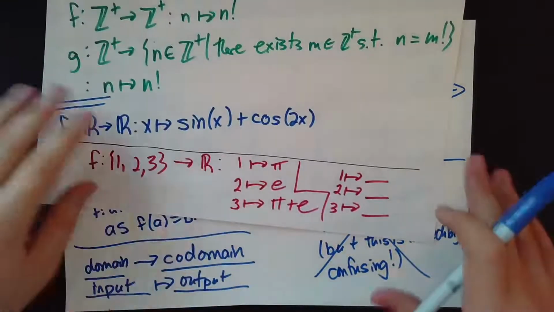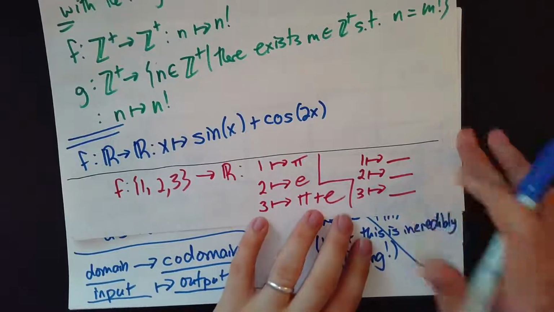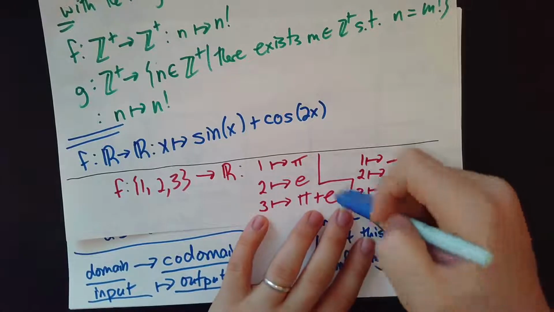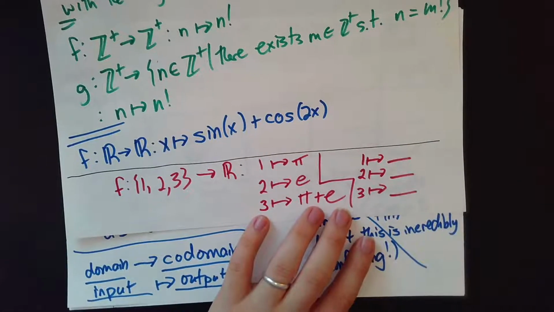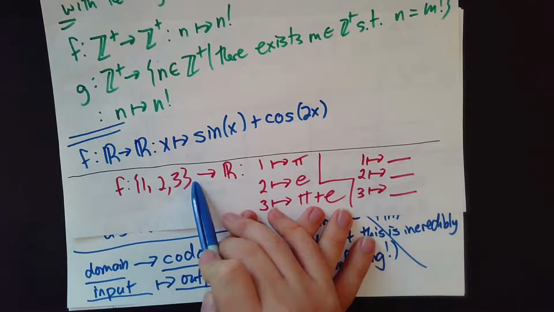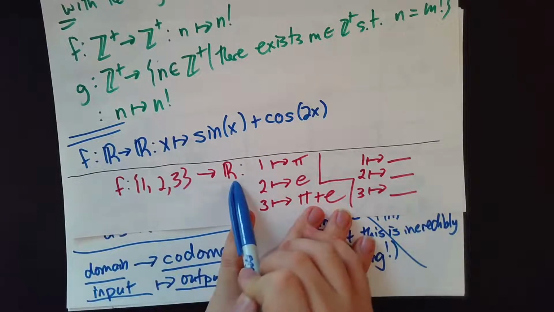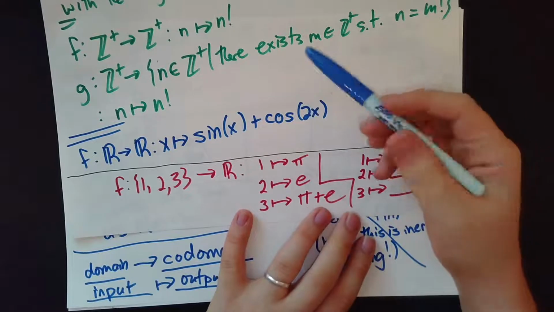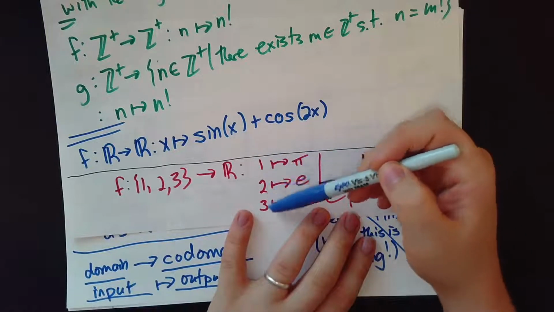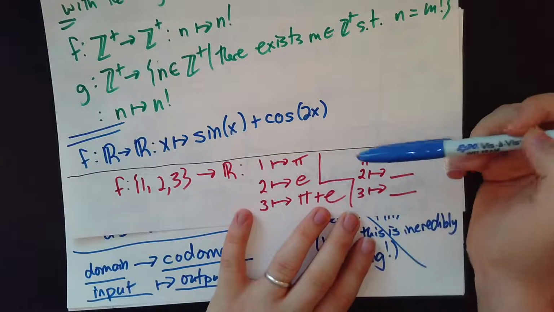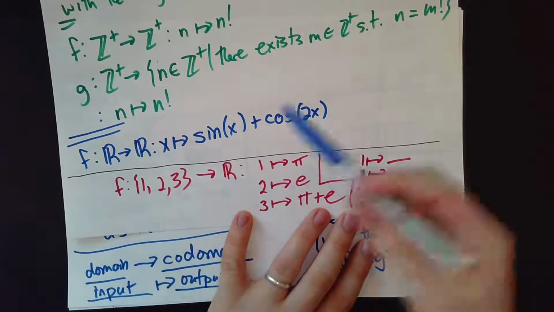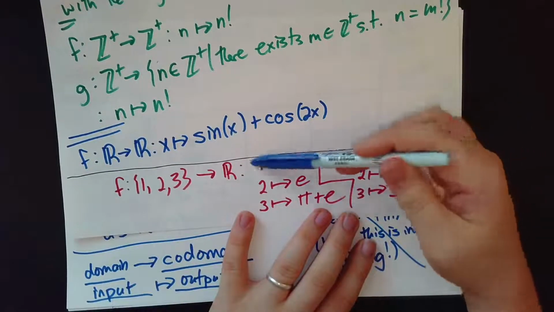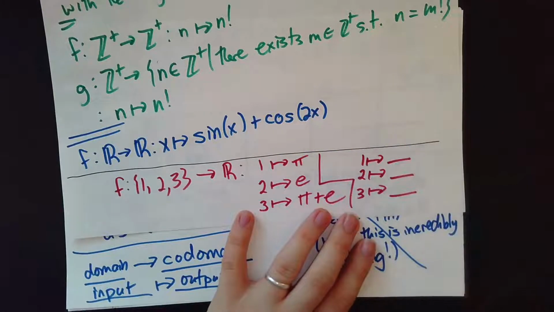So just to go back to our earlier example, when I was writing this down, we had the set {1, 2, 3} as the domain. That was being mapped to R as the codomain. And then for each element, I specified where it went. When I was talking about individual elements of the domain, I specified their inputs and outputs using the maps-to arrow.